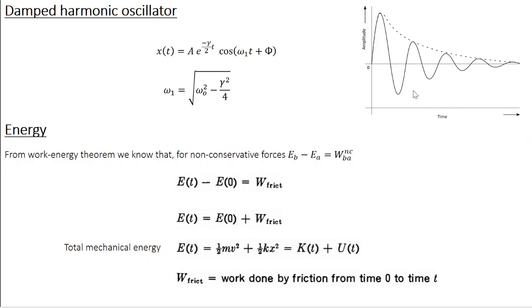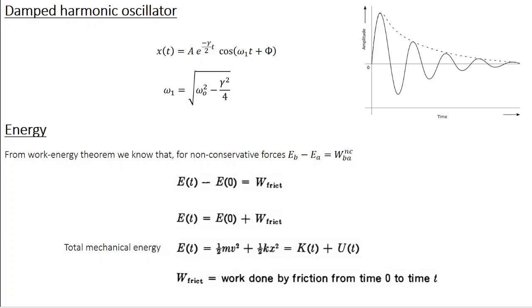But this is very different from a simple harmonic oscillator for two reasons. First, the amplitude is no more a constant, it exponentially decreases as shown in this equation. Secondly, the frequency of oscillation omega 1 is going to be less than that of the undamped oscillator omega naught. And what about the energy?